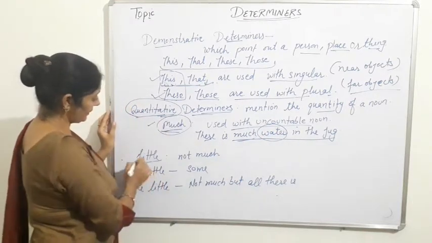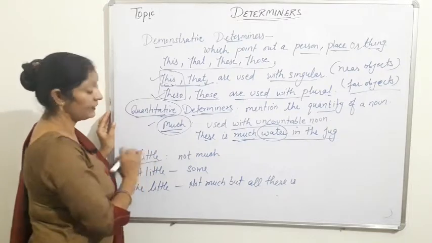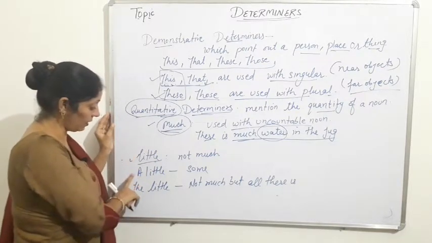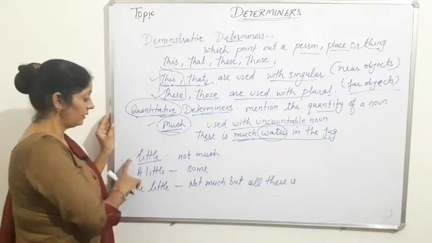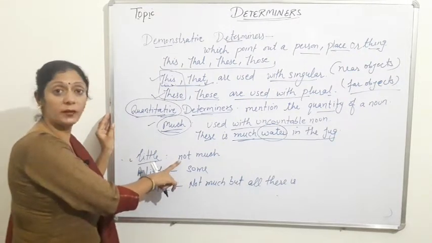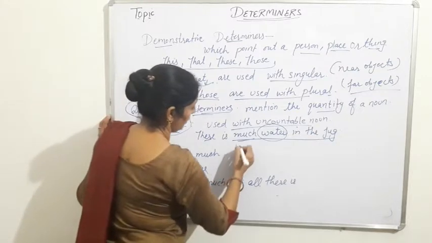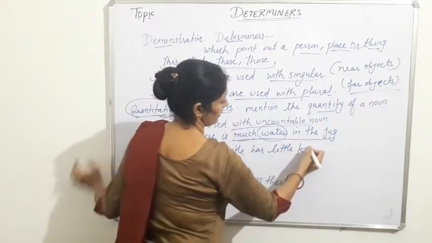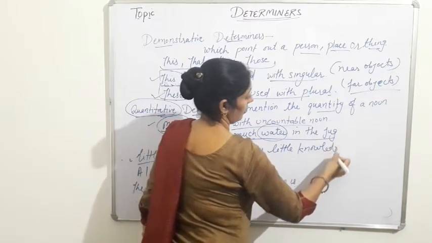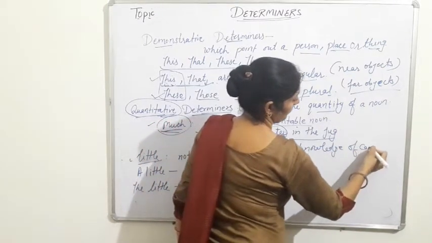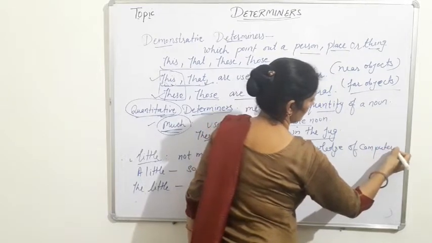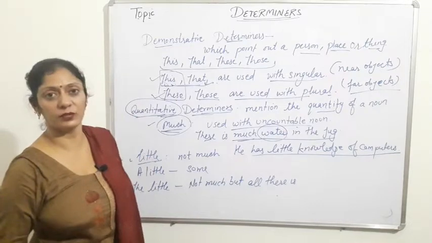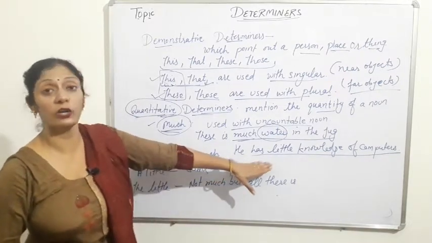Second type of quantitative determiner is little. We use it in 3 forms: little, a little, and the little. Little means none or not much. As I say, he has little knowledge of computers. It means he doesn't know anything about computers. Little knowledge, he has no knowledge.